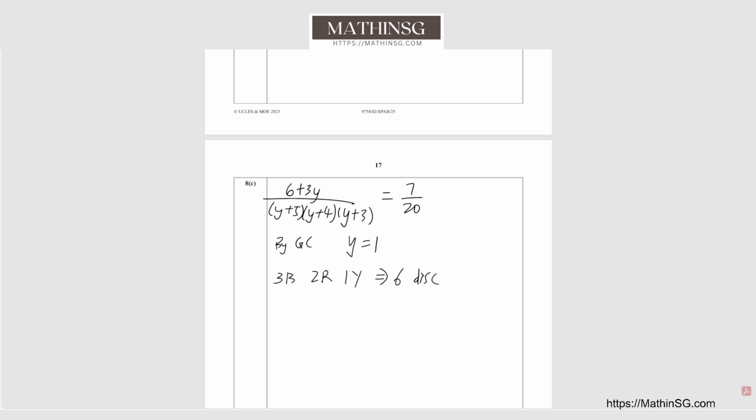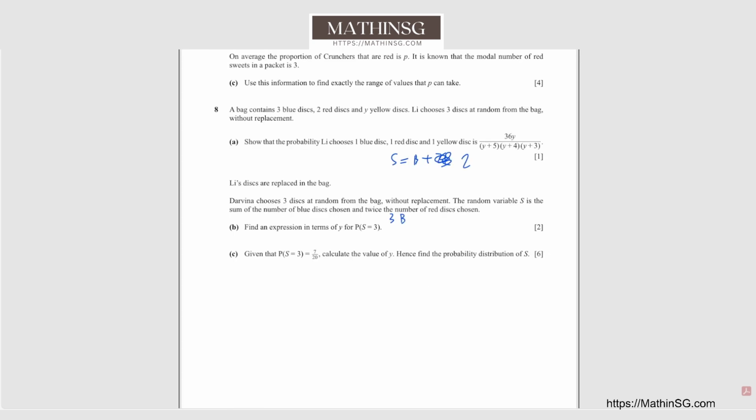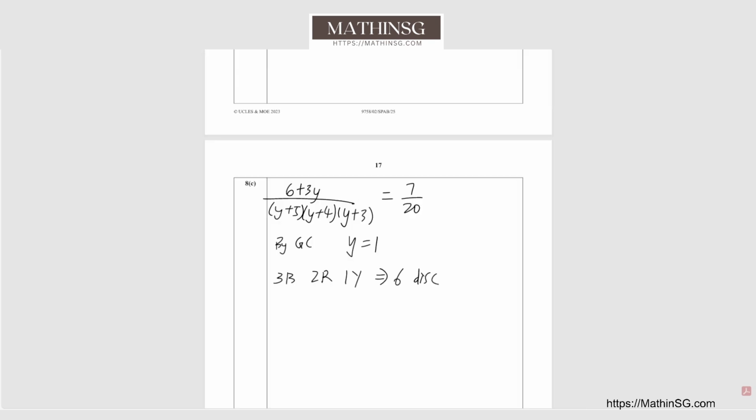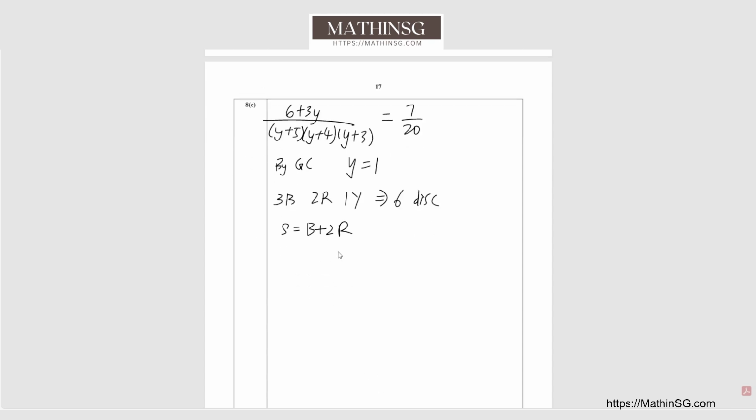So now what does the question ask us? They want us to find, so we have already calculated the value of Y. Next, what we need to find is the probability distribution of S. We recall that from the previous part, S is equals to B plus 2R. So let's take a look at what are the possibilities that we can have for B plus 2R. Let's start off with B, R, and Y, and then from there, we calculate S.